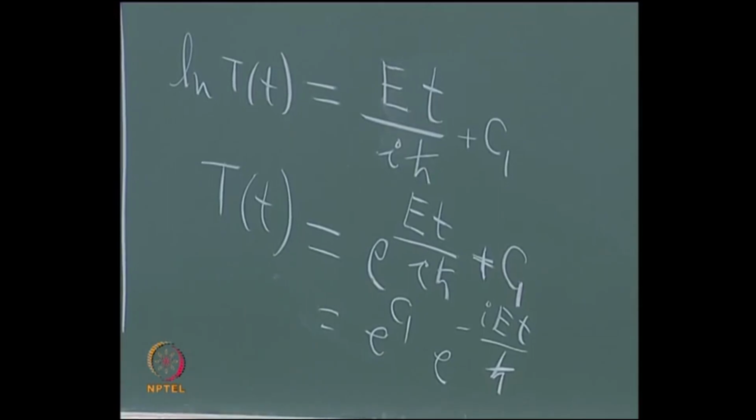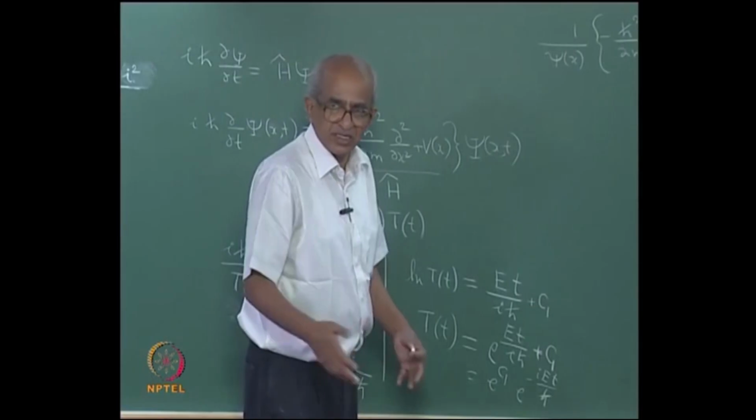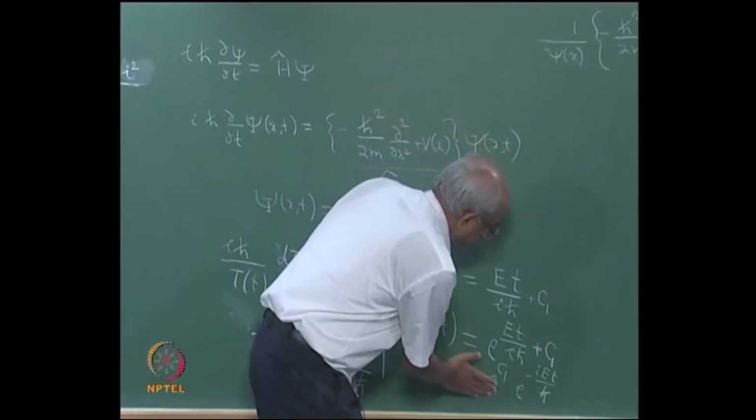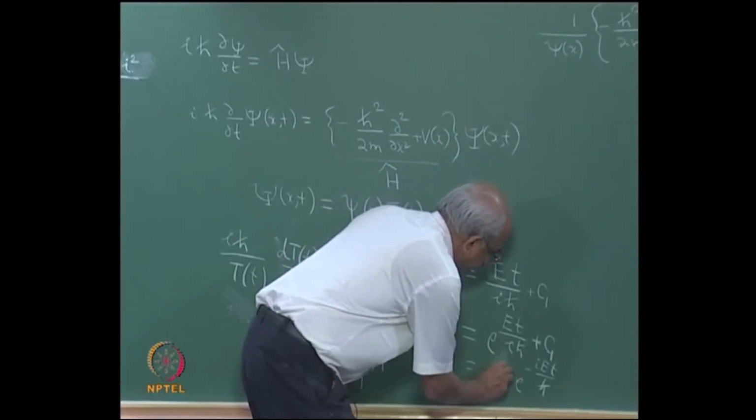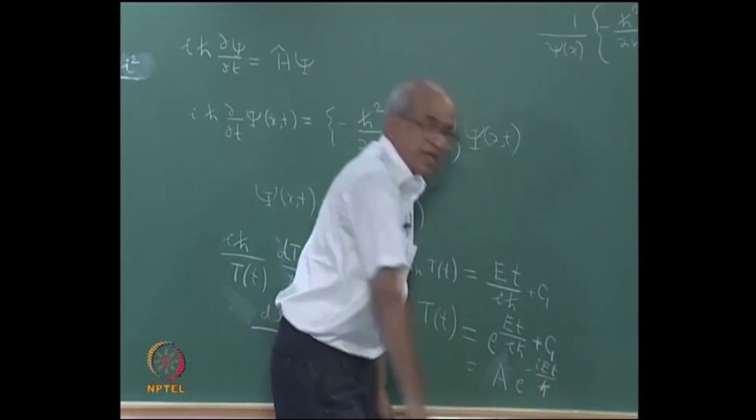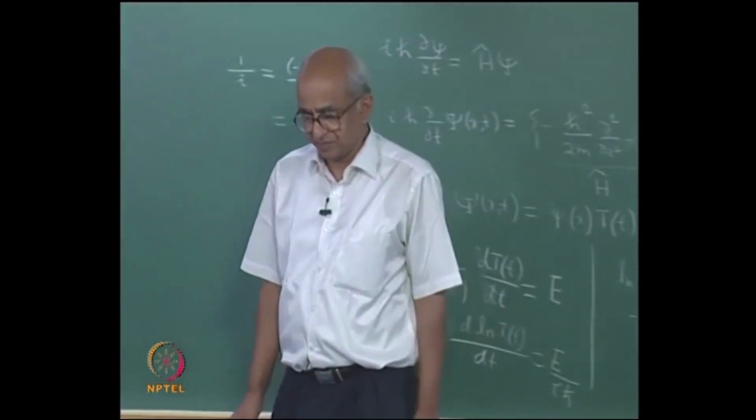And as I said, e to the power of C1 is a constant. So, why should I take the trouble? As I have been saying in the morning, I am lazy. So, I do not want to write unnecessary things. This is just a constant, maybe I can denote it as some capital A, which itself is a constant.